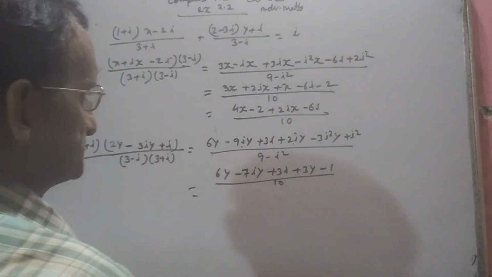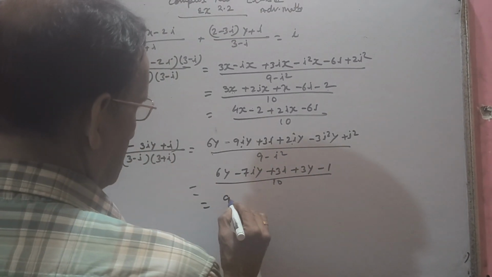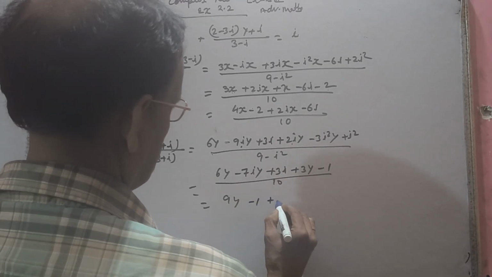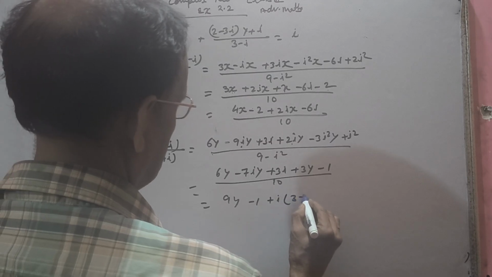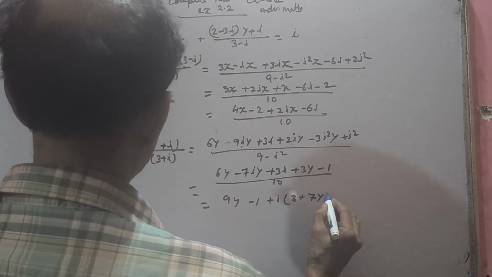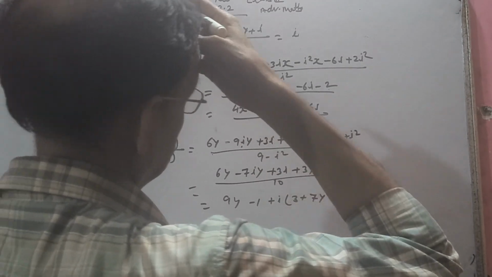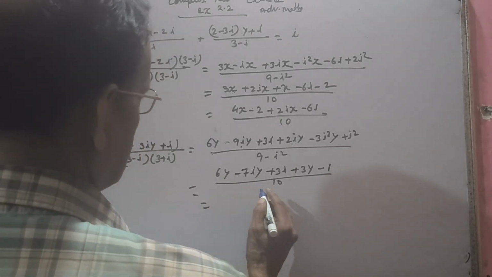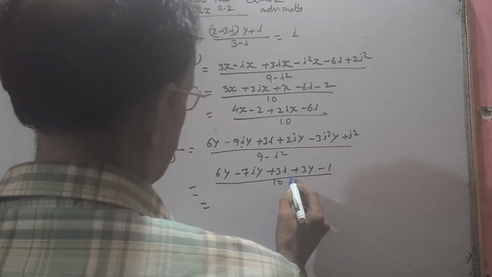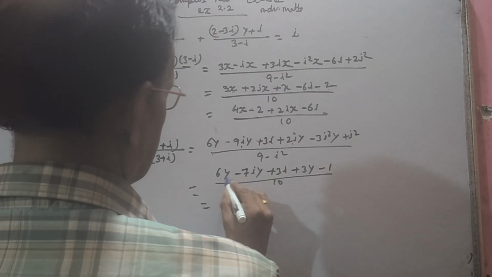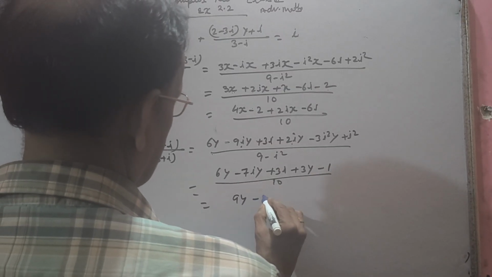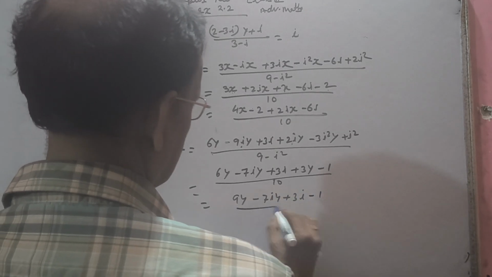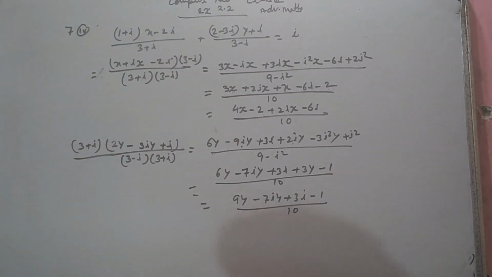Here, i squared minus 1 by 10. So how much have you got? 9y minus 1 plus i into 3 plus 7y. Or whatever you get, you can write like this. If anything is to be added, you will add it. 9y minus 7iy plus 3i minus 1 by 10.